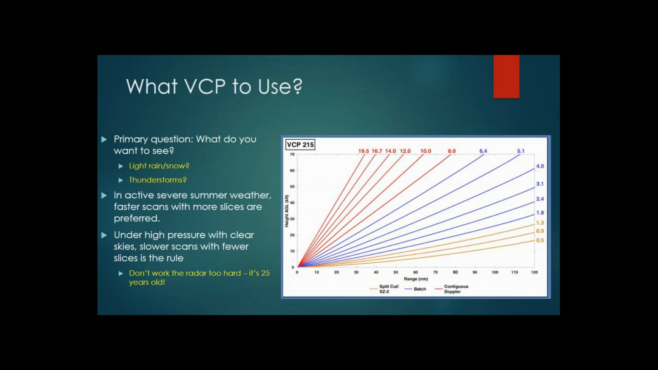Under high pressure with clear skies, the slower scans with fewer slices are generally the rule that we use because the radar is old. We constantly are replacing parts every year in these radars, which get repurposed or fixed at our national centers and then get replaced. So they're old radars that are in continuous operation 24/7 and have been for over 20 years. So you don't want to work the radars too hard.